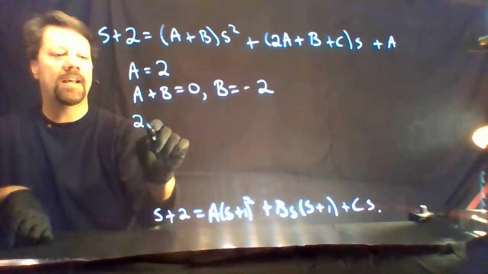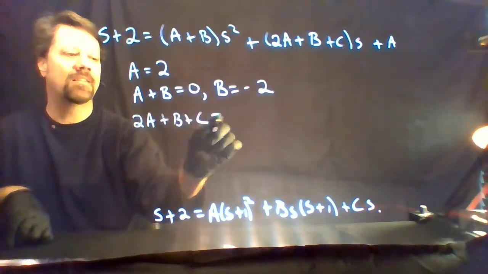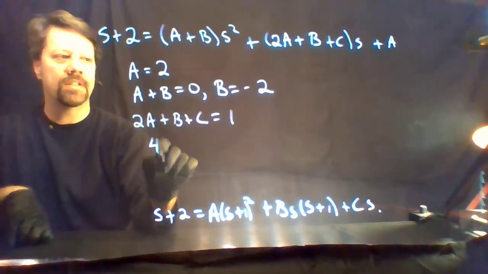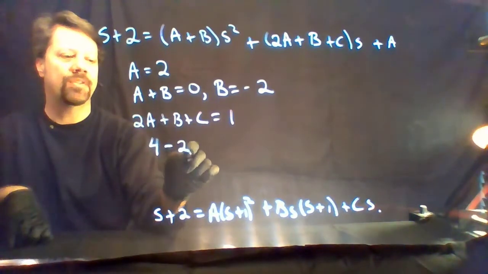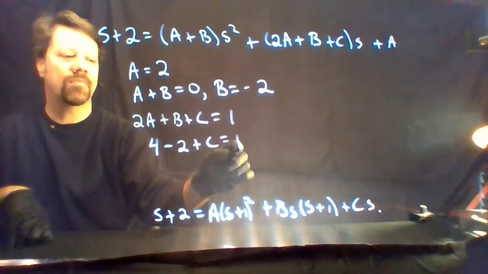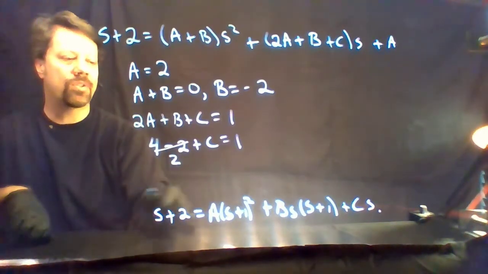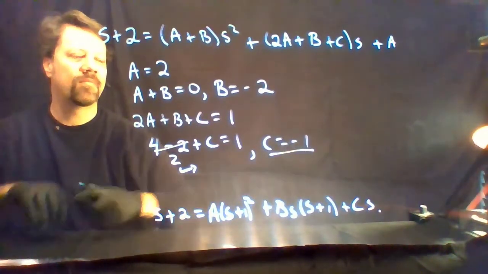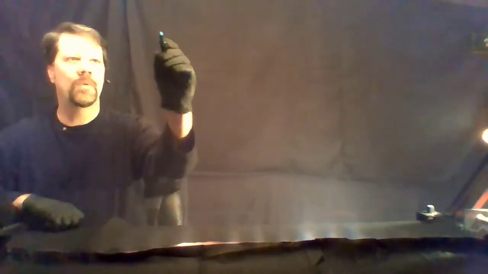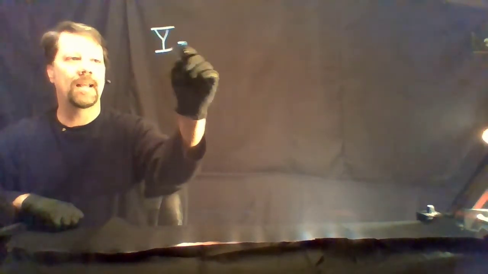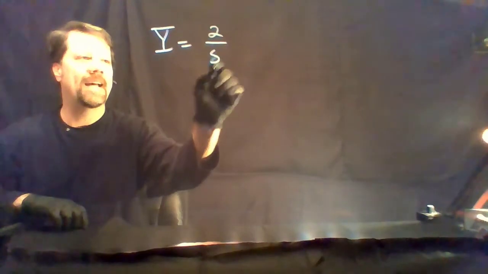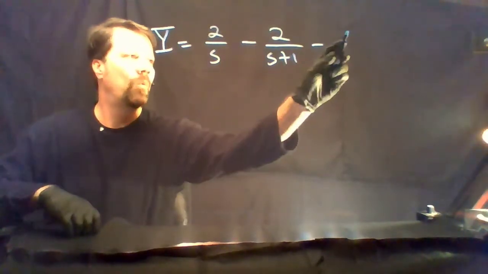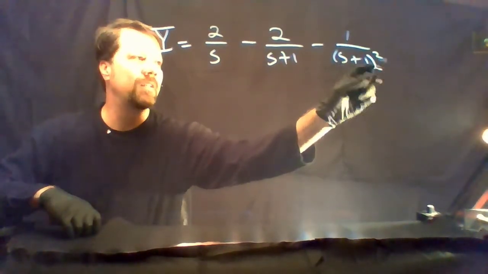Finally, we have 2a plus b plus c equals the coefficient of s on the left, which is 1. We already know a, so that's 4. We know b, minus 2, plus c equals 1. 4 minus 2 is 2. If we shift this to the other side, we arrive at c is negative 1. We have Y equals 2 divided by s minus 2 divided by s plus 1 minus 1 over s plus 1 squared.